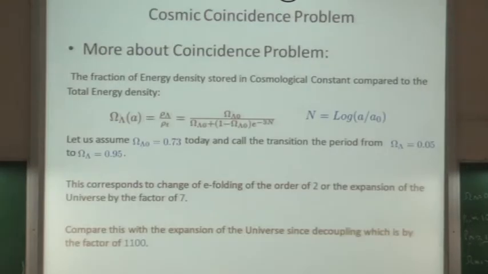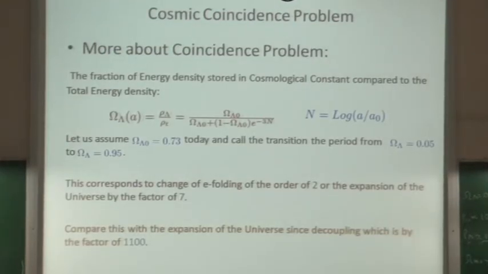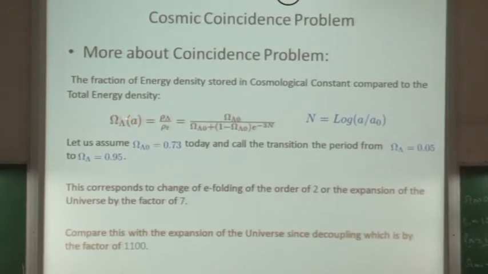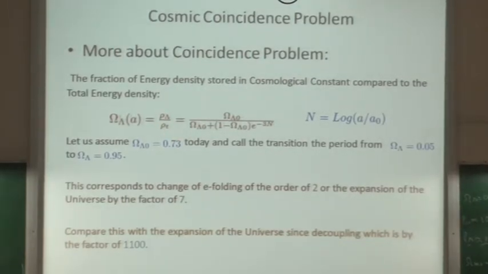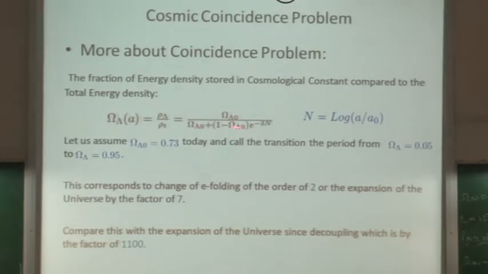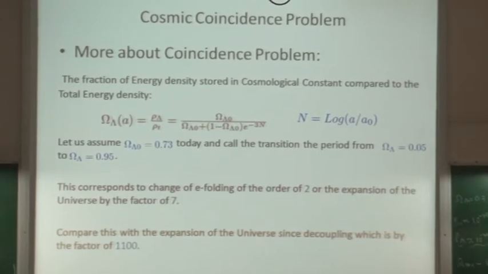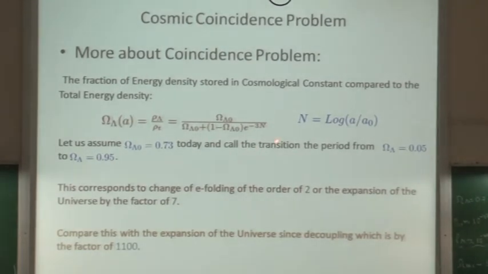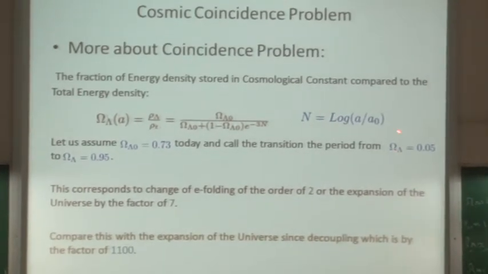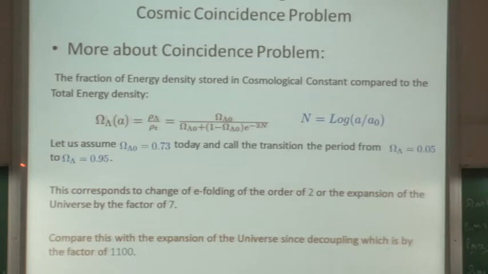Right? One can just do it in a slightly more defined way. So let's say I write for the cosmological constant omega lambda, which I wrote over here, which is rho lambda by rho t. Rho c naught is basically the total energy density, and this can be written this way, where n is what you can call the e-folding, the logarithm of a. So one can write it this way. Okay, this is the simple thing. Now assume that this omega lambda naught today is around 0.73, and we call a transition when omega lambda goes from 0.05 to 0.95.